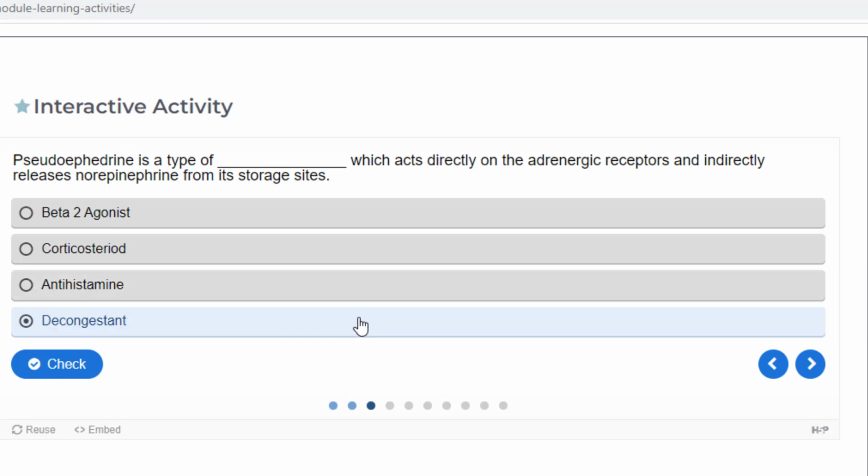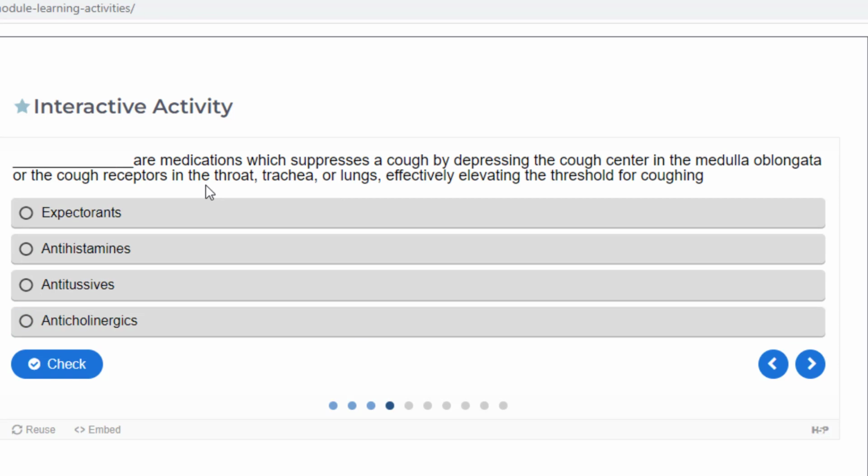Easiest way to kind of remember that one. But that's a decongestant. Okay. All right. Blank are medications which suppress a cough by depressing the cough center in the medulla oblongata or the cough receptors in the throat, trachea, or lungs, effectively elevating the threshold for coughing. So basically saying that you're not going to cough just because maybe you inhale some cold air. Okay, so it's going to take a little bit more to get that cough.